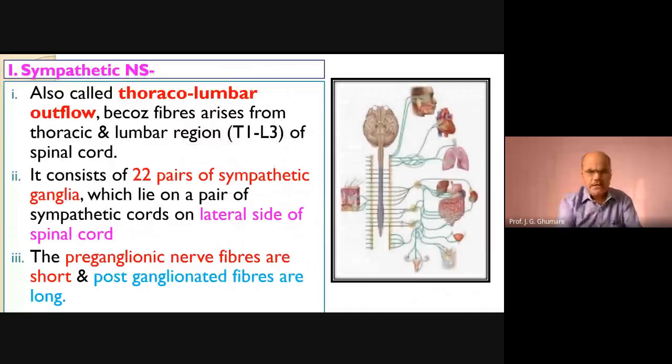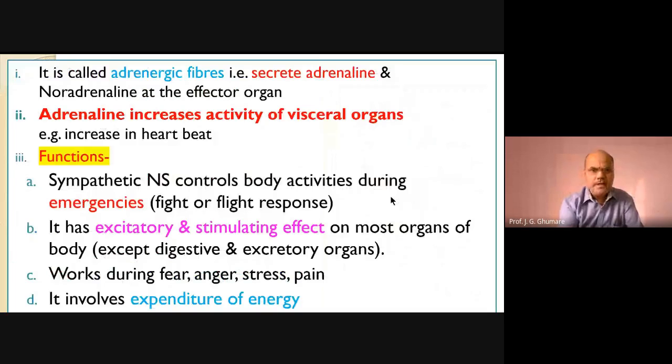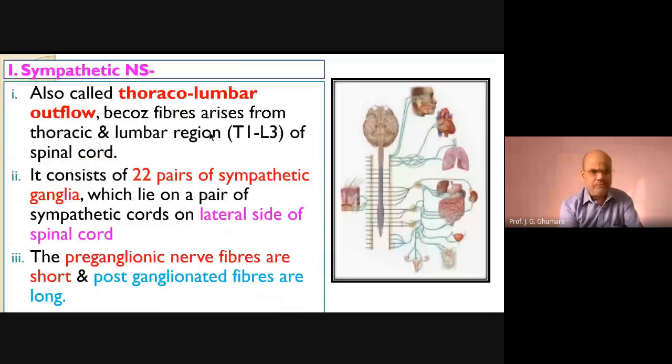Here I'm giving the diagram again for only the sympathetic. Brain, spinal cord, this is the CNS. And then we'll have this one fiber, this is the second fiber, and these ganglions present here. This will give you an idea about the sympathetic nervous system. Three points we'll take and discuss.